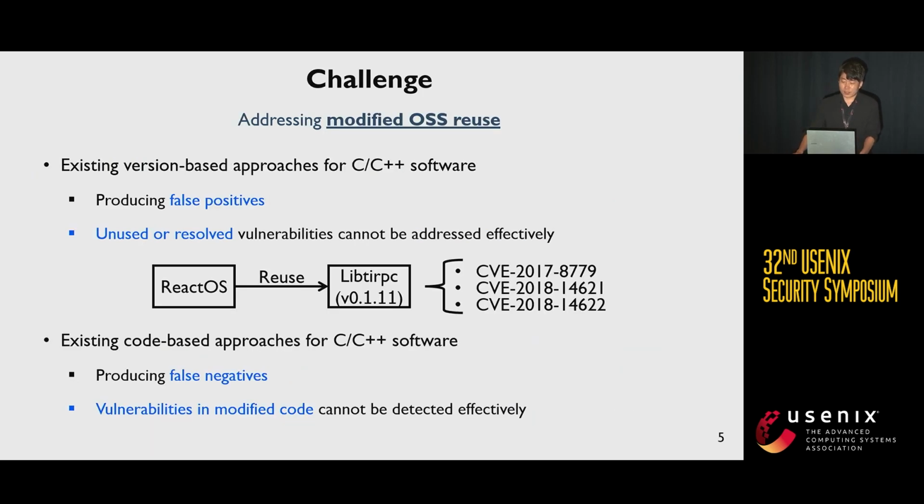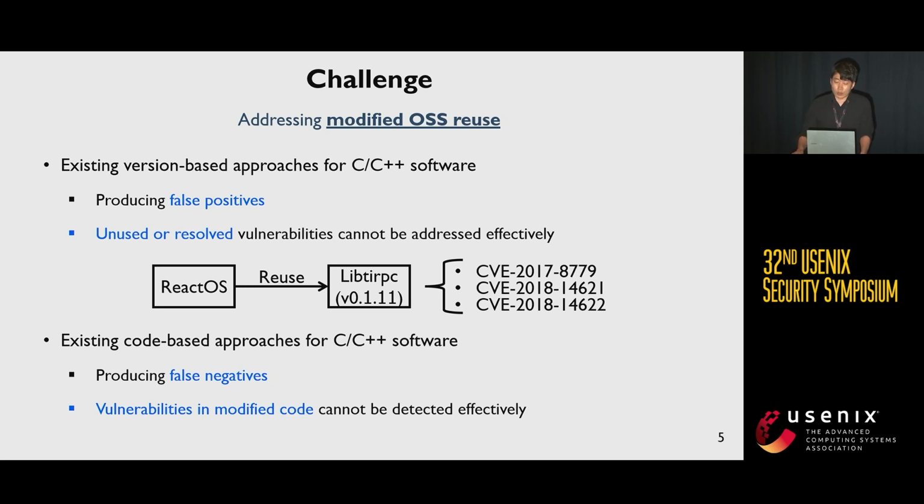However, in practice, developers reuse OSS with code or structure modifications. Because of this modified OSS reuse, existing approaches produce many false positives or false negatives. Existing version-based approaches produce many false positives because they focus only on the version information and do not fully consider the code changes that occur during OSS reuse. So they cannot effectively address the unused or resolved vulnerabilities.